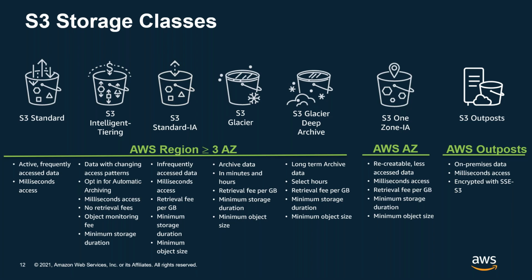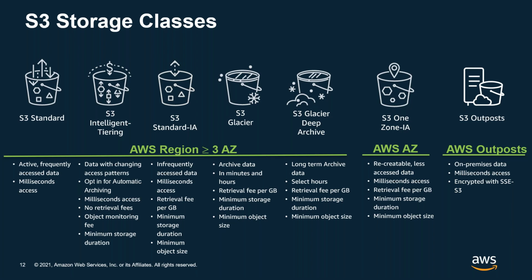Whereas with Glacier and Glacier Deep Archive, if you try and get the object, it's going to come back with an error and say, I'm sorry, you need to retrieve me first. So it becomes an asynchronous operation where before you access an object in S3 Glacier or Glacier Deep Archive, you need to retrieve that object and then get it. And that could be on the order of minutes for expedited retrievals in Glacier, or up to 48 hours if you do bulk retrieval in Glacier Deep Archive.